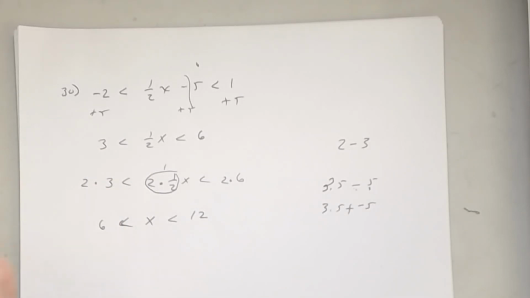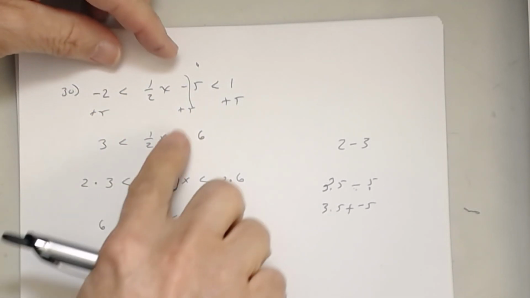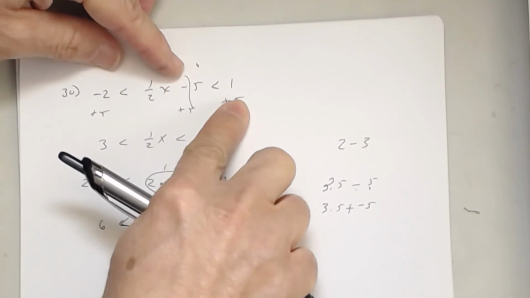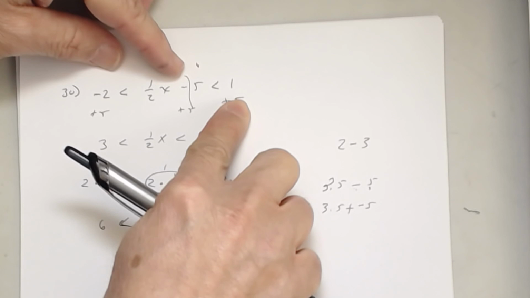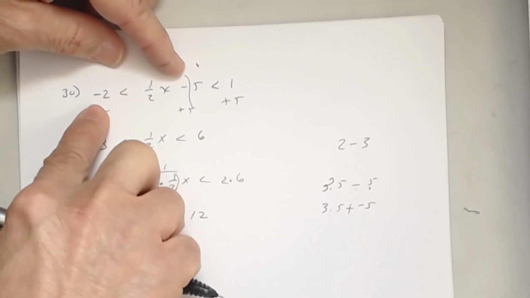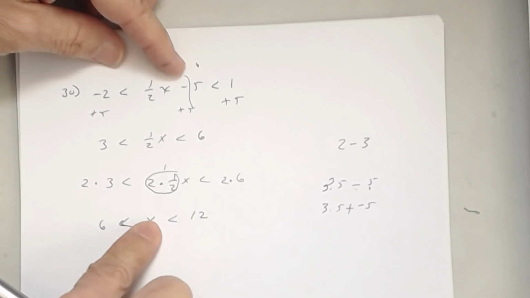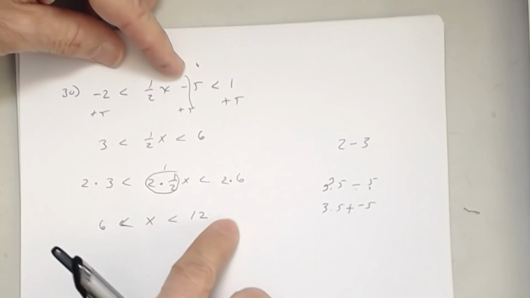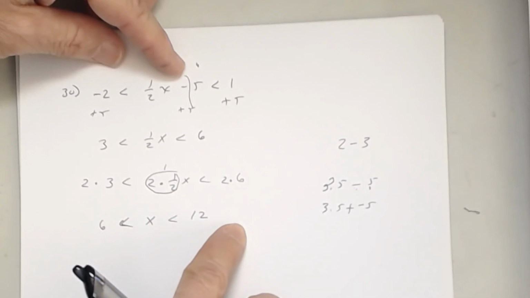3.5 minus 5 is what? Negative 1.5. Is negative 1.5 less than 1? Yes. Is negative 1.5 bigger than negative 2? Yes, that's why it's a solution. Let's see why 14 doesn't work.